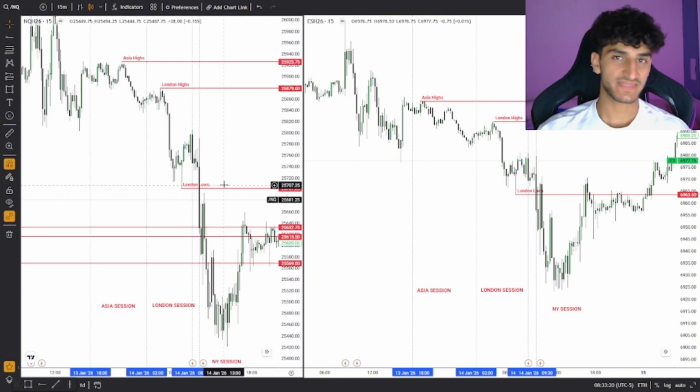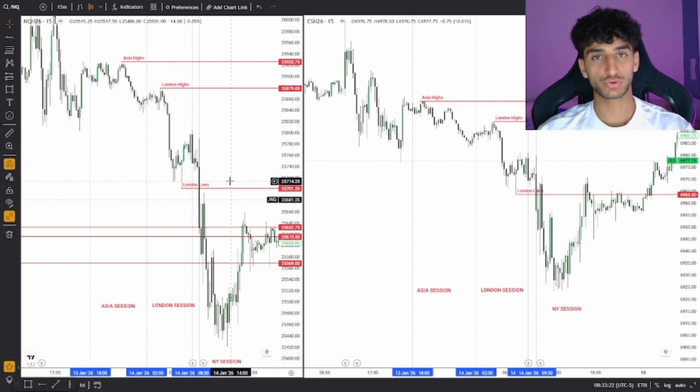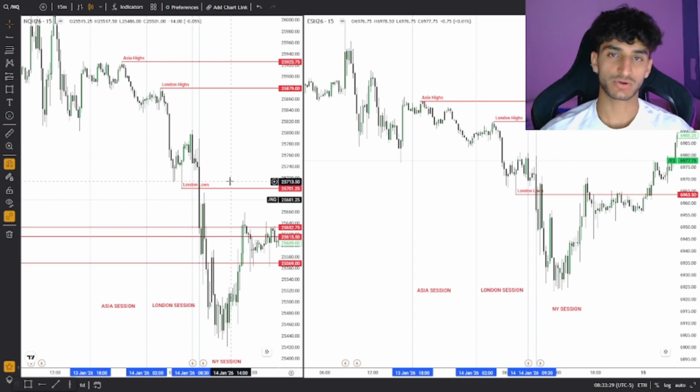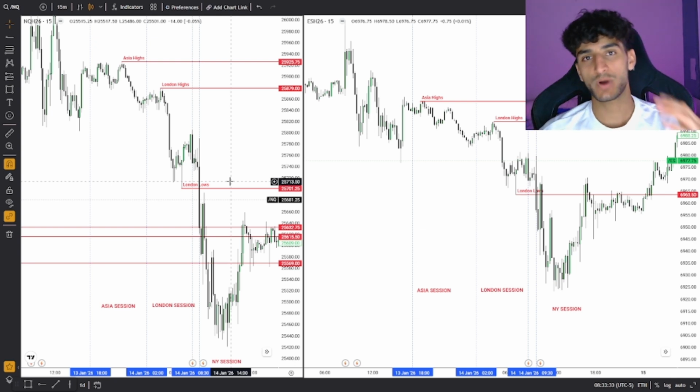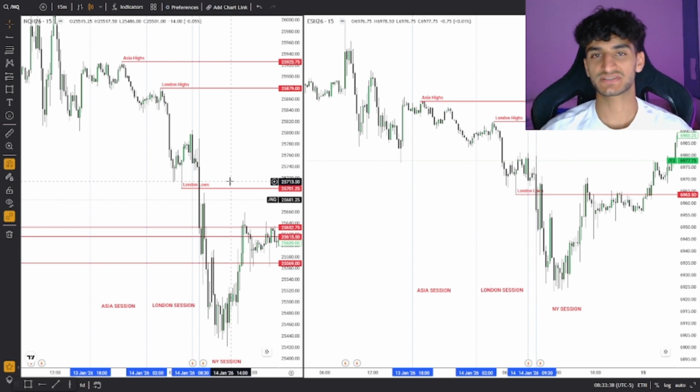Now, having said that, I'm definitely going to be looking to go long because price tends to move from liquidity to liquidity. So if we sweep a sell-side liquidity level, price is going to be wanting to seek some sort of buy-side liquidity, and vice versa. If we sweep a buy-side liquidity level, price is going to be wanting to seek some sort of sell-side.